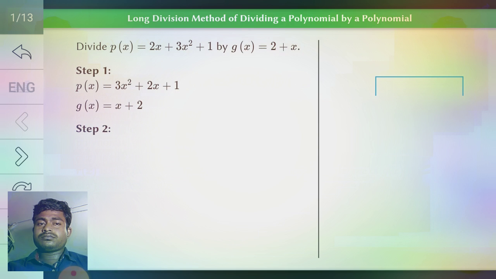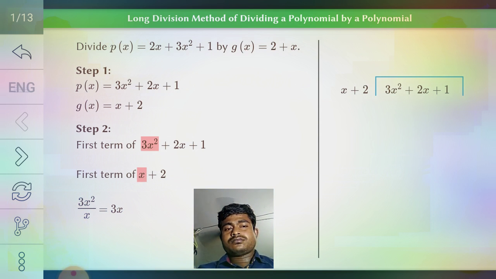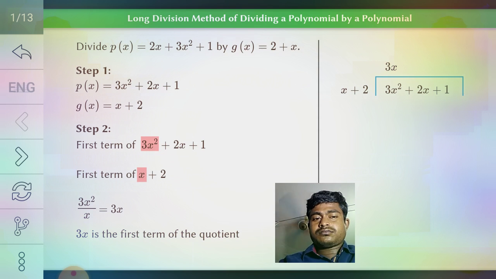Step 2. Divide the first term of the dividend by the first term of the divisor. The result is the first term of the quotient. The first term of 3x² + 2x + 1 is 3x², and the first term of x + 2 is x. Dividing 3x² by x, we get 3x. So 3x is the first term of the quotient.